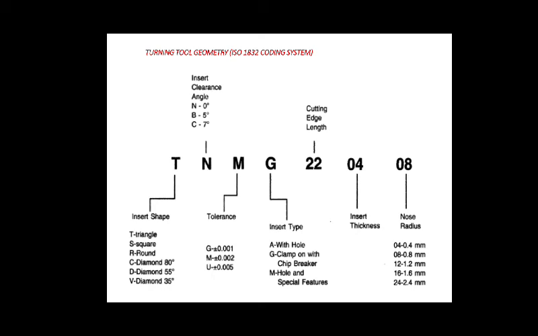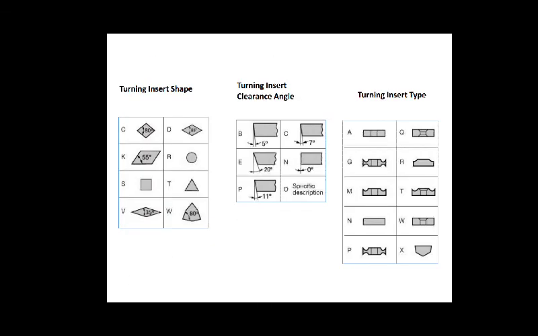So let us see the insert shape, clearance angle, and the insert type in the next slide. Here is the first designation; we have seen the insert shape. These are the shapes of the insert: triangle shape, round shape, diamond shape, square shape, that is T, S, R, C, D, V, W. These are the shapes of the insert.